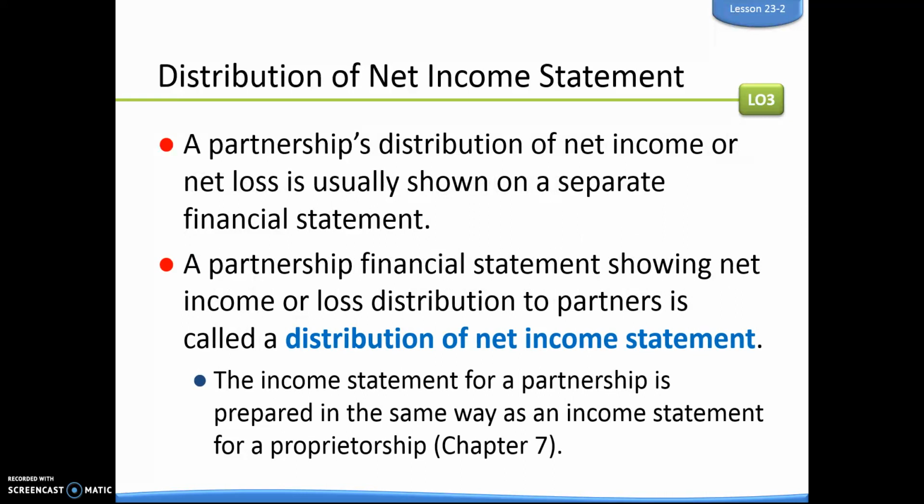So when we have a partnership's distribution of net income or net loss, it's usually shown on a separate financial statement. A partnership's financial statement showing net income or net loss distribution is called a distribution of net income statement. Like I said, accountants are not very original in their naming, so it simply shows the distribution of net income for a partnership. Now, our income statements for a partnership are going to be prepared in the exact same way as we did income statements for a proprietorship. They're much more simple than a corporation. And if you need reference for that, that's back in chapter 7 of our book.